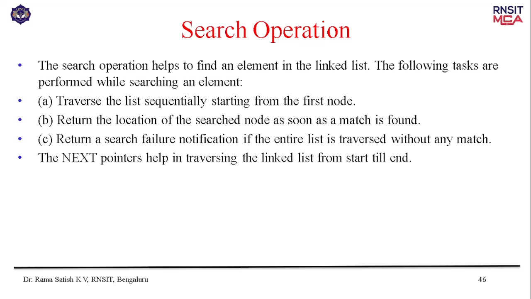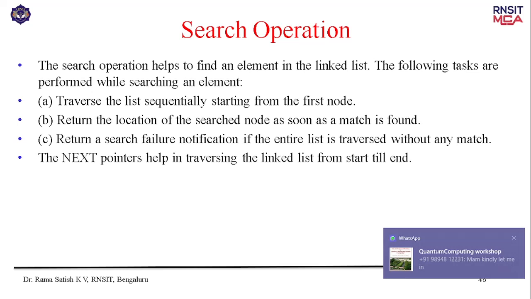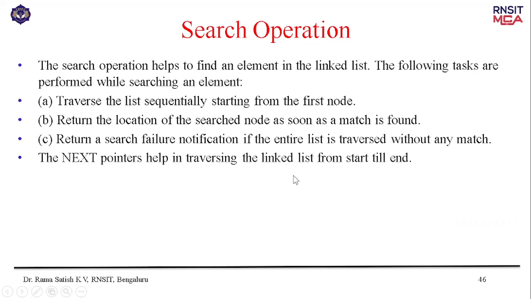And finally, if it is not found anywhere, and the temp node reached the null, so what happens? You display the failure notification if the entire list is traversed without any match. So it is one thing that you should understand.